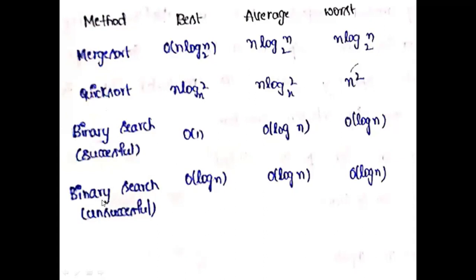Same in binary search, there are two cases: successful search and unsuccessful search. The time complexity is log n, but only in binary search, for a successful search, it is big O of 1, because by comparing the middle element with the searching element, it is only a single comparison. The time complexity is big O of 1. So this is quicksort.